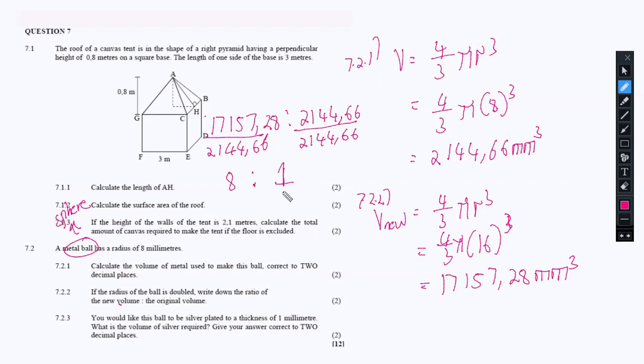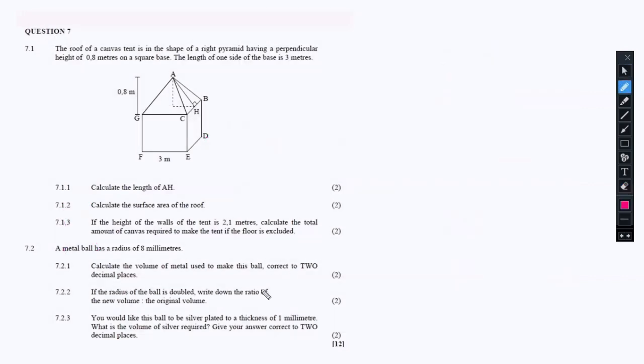That's your 7.2.2. And then 7.2.3, it's saying you would like this ball to be silver-plated to a thickness of 1 millimeter. What is the volume of the silver required? Give your answer correct to 2 decimal places. Right, so this is what you're supposed to do now. You would like your ball to be silver-plated to a thickness of 1 millimeter. So let's say this was your ball initially. It was not plated. So original. And then now, this is how you would like your ball to be, silver-plated.